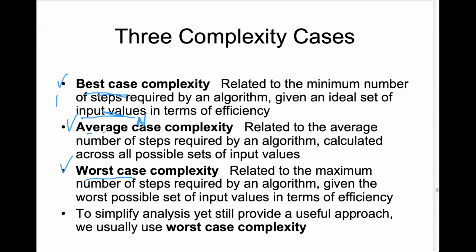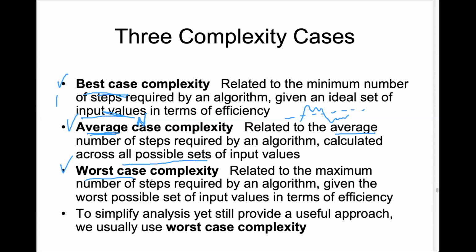Average case complexity is when you're averaging all of the best cases and worst cases, and you do something in between, crossing all of the possible set of values, but you're getting the average number of steps required. This can go up, this can go down, but the average is somewhere in between. So this is the average case complexity.